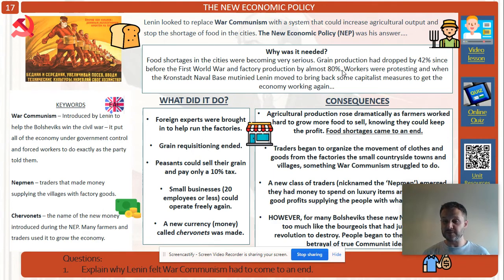Grain requisitioning comes to an end. So the kulaks, remember those rich farmers out in the countryside, the richer peasants, or any peasant really that was trying to hide a sheep or a cow or a goat or a piece of grain, whatever it might be. Good news for them. And it gets even better news for them. They are now allowed to grow their own food and sell it at a profit. All they've got to do is pay a 10% tax. That seems pretty reasonable. And suddenly grain production and agricultural production, we'll see in the consequences section over here, rises dramatically and food shortages come to an end.